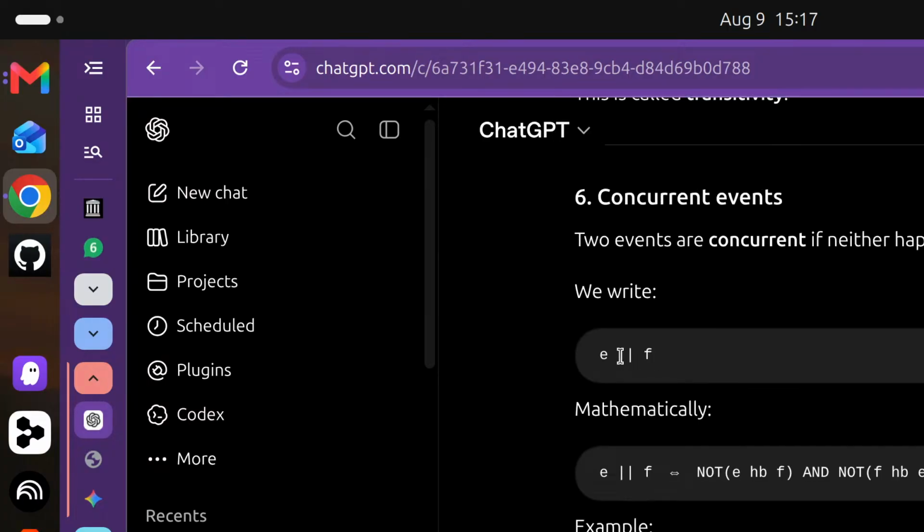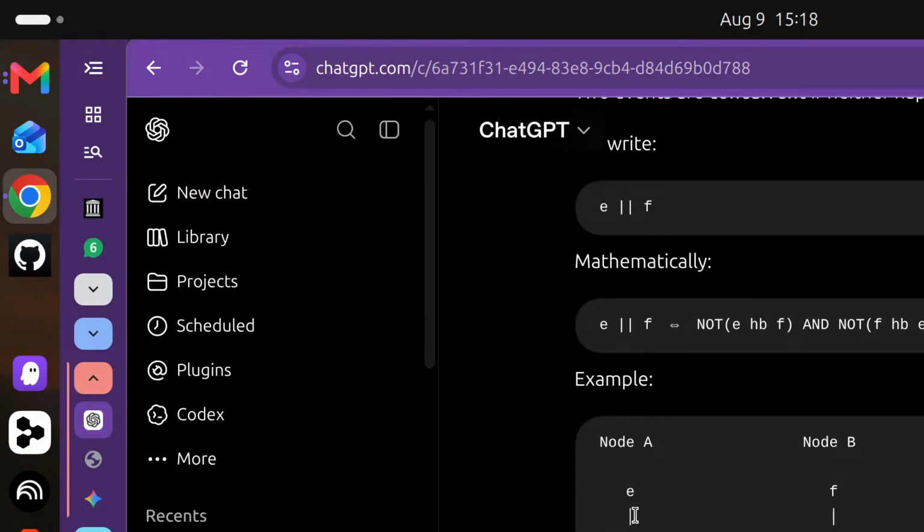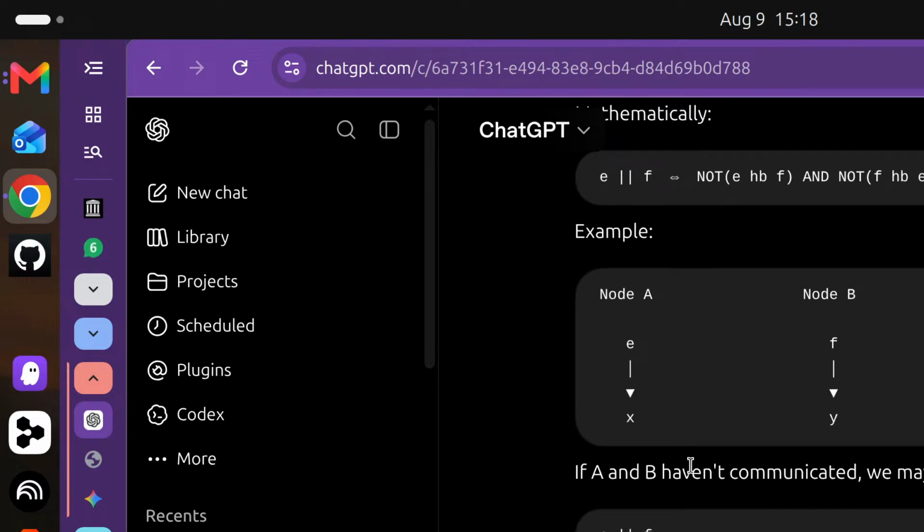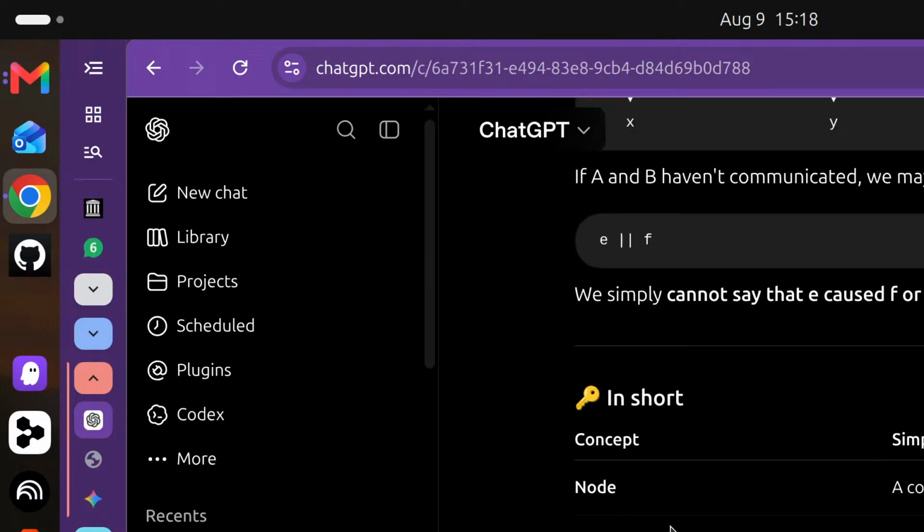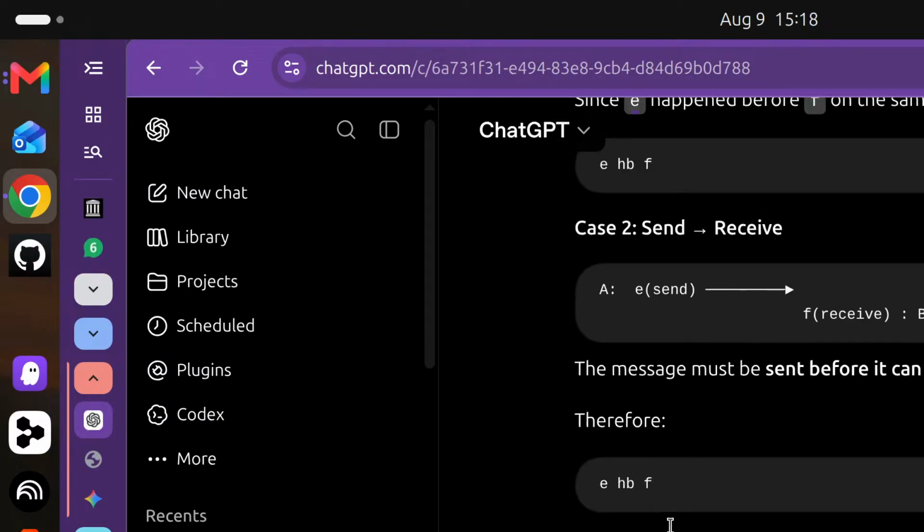Concurrent events: two events are concurrent if neither happened before the other. So E is concurrent with F. For example, E happened on node X and F happened on node Y. Then A and B haven't communicated, so we may have E concurrent with F. We simply cannot say that E happened before F or F happened before E. But I have a doubt here.